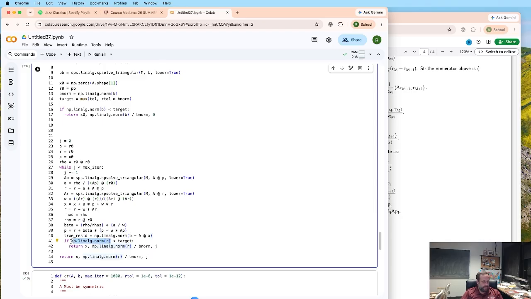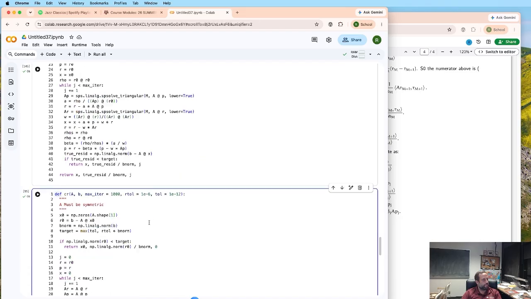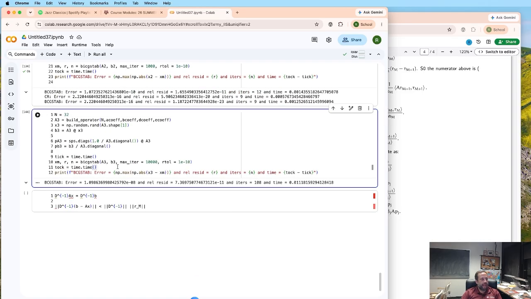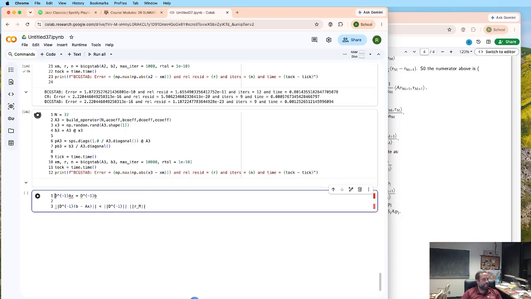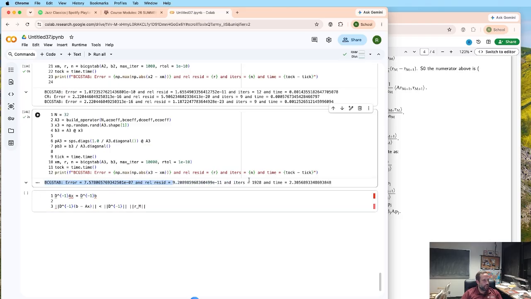Okay, now if true resid is less than target, this is what we're going to return. Now, when I run this again, nothing should change because I haven't passed in a preconditioner. And so the identity matrix will be the preconditioner, which is just not a preconditioner. So if I run this, we'll at least get to see where I've made errors. Okay, looks like I didn't make any errors, which is surprising to me.